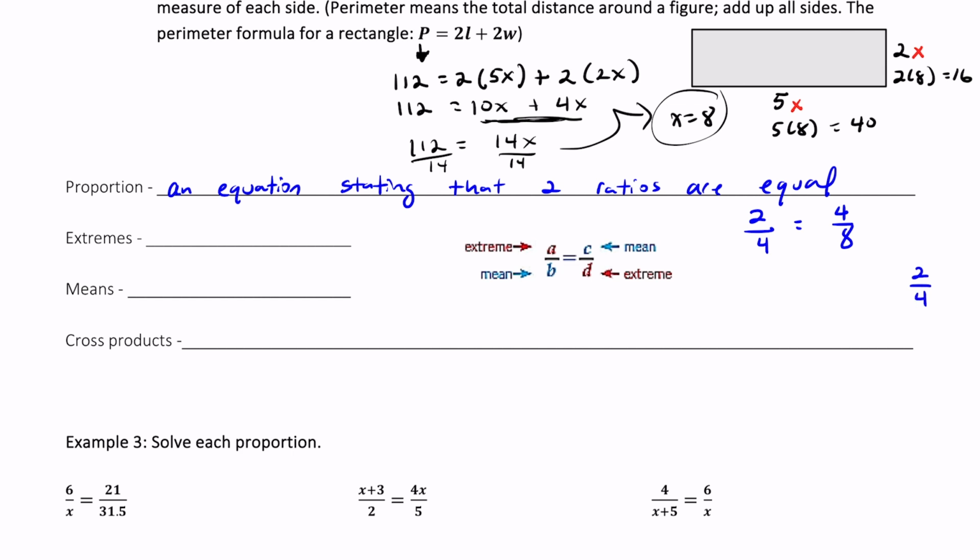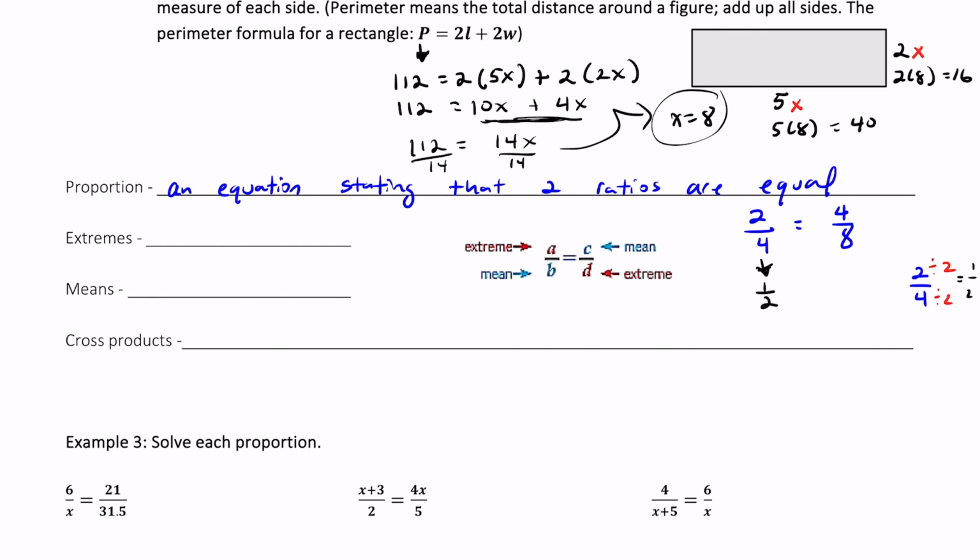What is the highest number that goes into 2 and 4 at the same time? Well, it's going to be 2. So I write 2 here and 2 there. I'm dividing the top and the bottom by 2. And that's just going to give me 1/2. So this 2/4 reduces to 1/2.